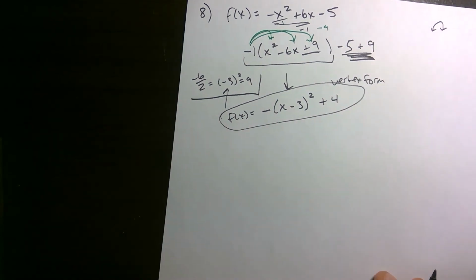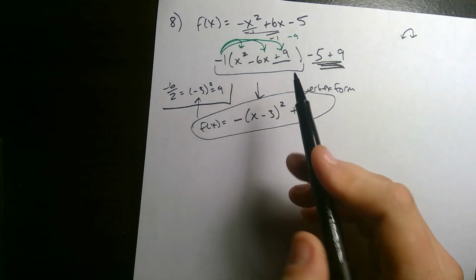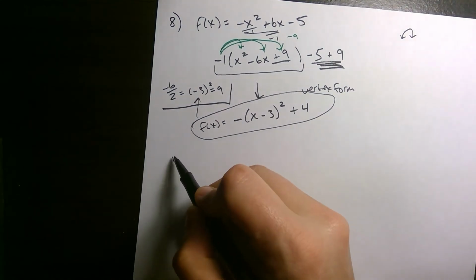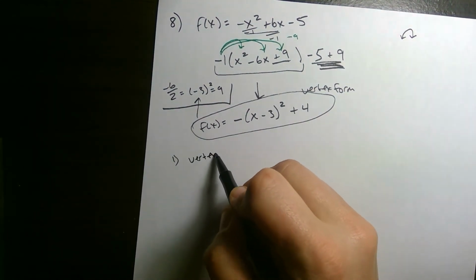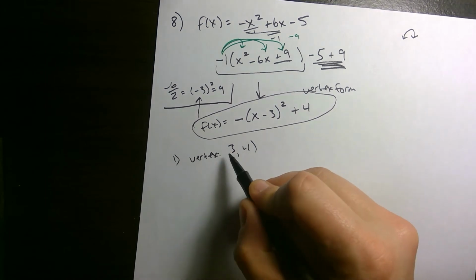And so the idea was exactly the same. I just had to do one extra step. I had to say, you know what? I really need this leading x squared to be positive. And so I made it positive. And so step number 1, really in Hawks, wants me to find the vertex. And so from just looking at this, I know that my vertex is going to be 3, 4.